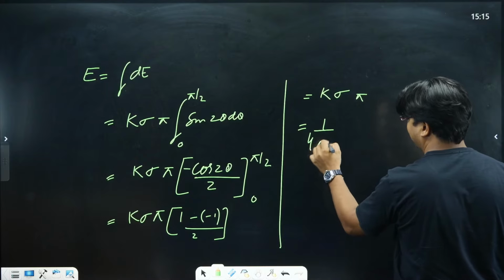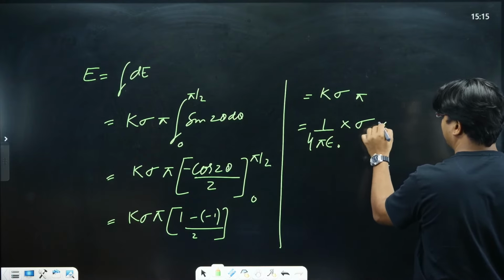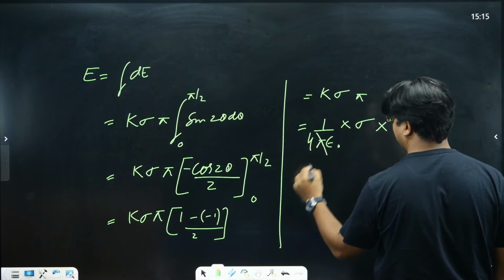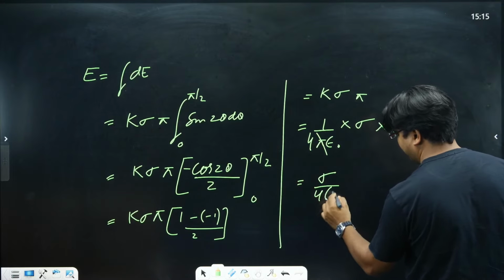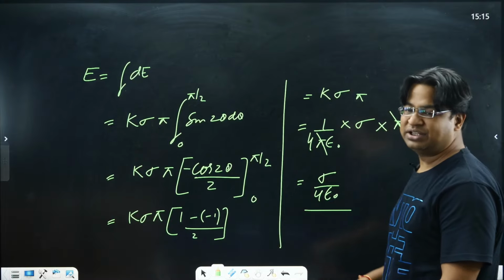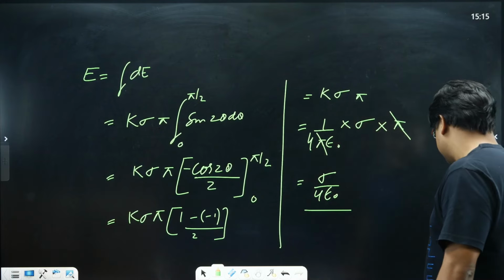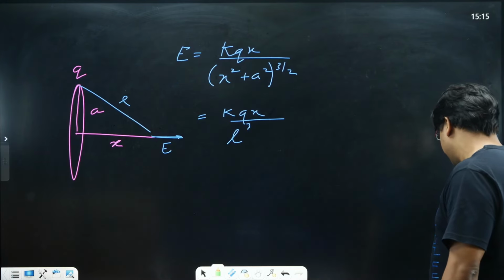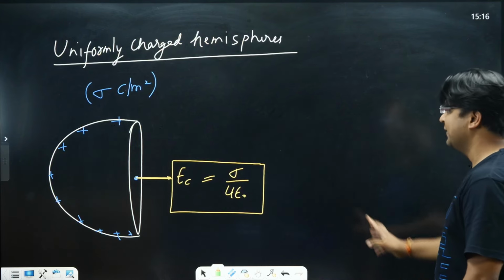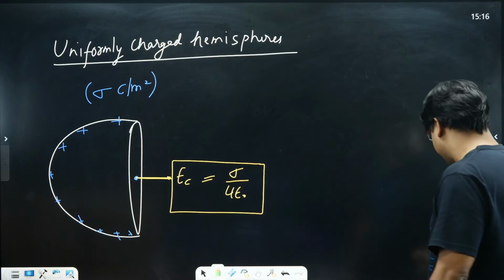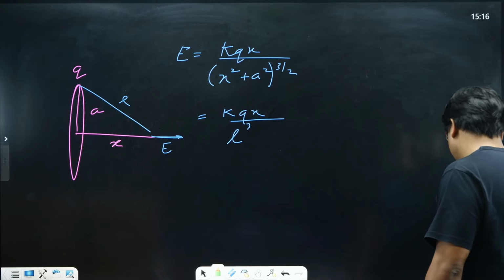K is 1 by 4 pi epsilon naught into sigma into pi. Pi gets cancelled, and we are left with sigma by 4 pi epsilon naught. So this is the integration based derivation, guys. I hope you got it. As I promised, we have derived this result. Now that was the integration based derivation. Now, is there any other derivation that we can do?